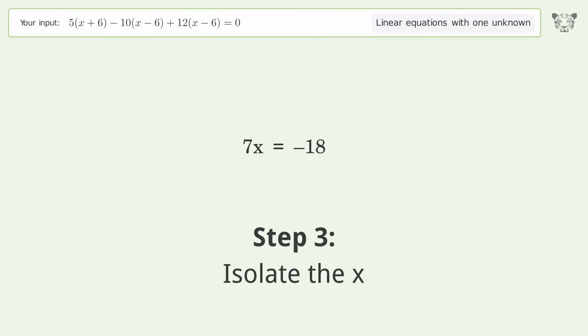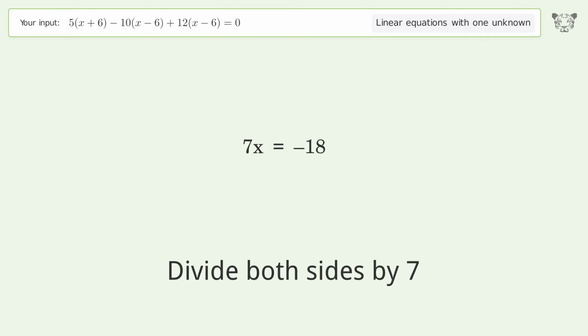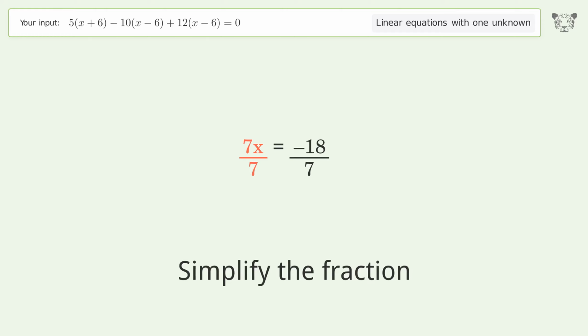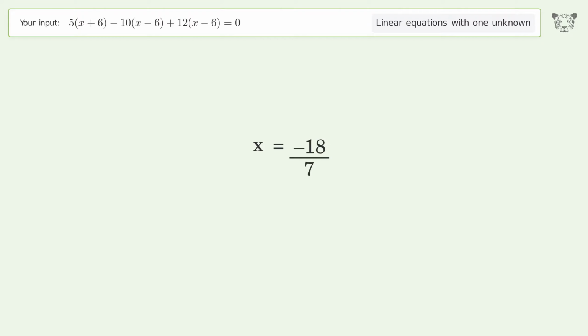Isolate the x. Divide both sides by 7. Simplify the fraction. And so the final result is x equals -18/7.